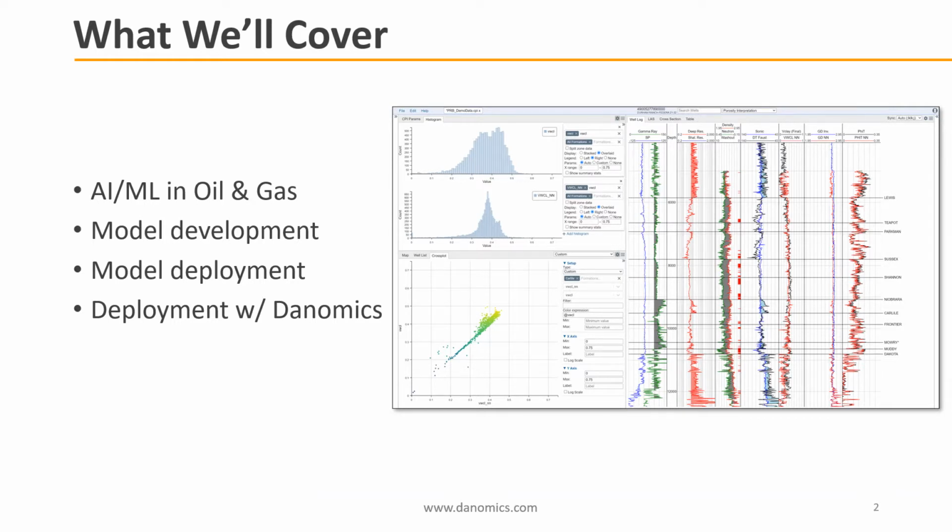So with respect to what we'll cover in this talk, we're going to start off by talking about some of the observations we've made on implementing machine learning in oil and gas. Then we're going to talk about machine learning model development and then model deployment and how those differ. And then we're going to talk about how you can deploy your machine learning models with Danomics.